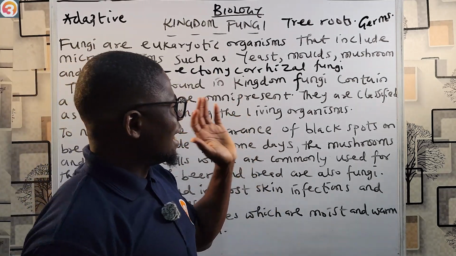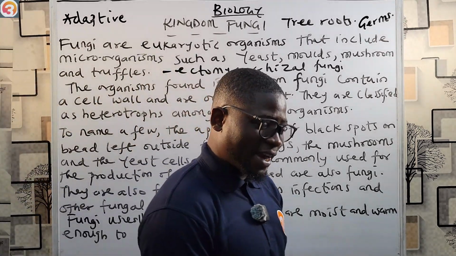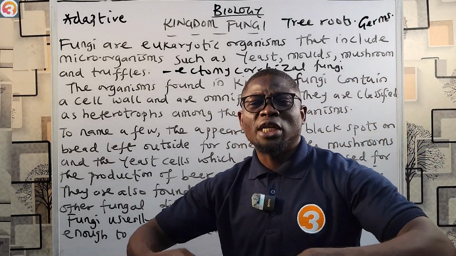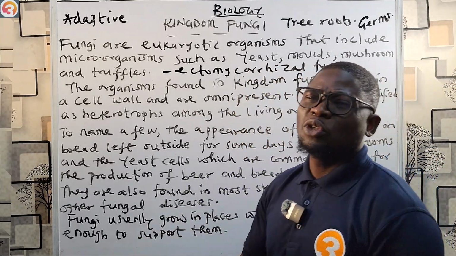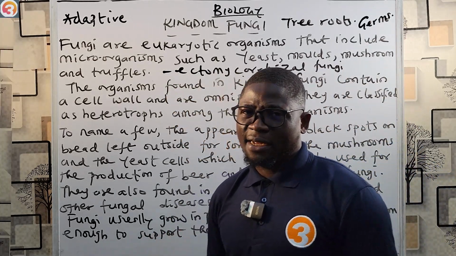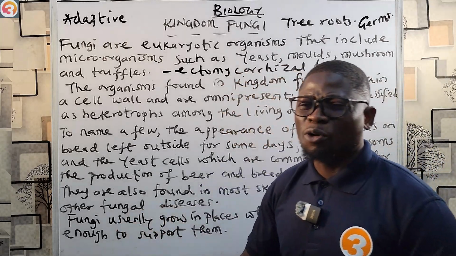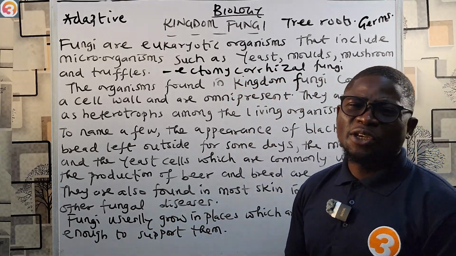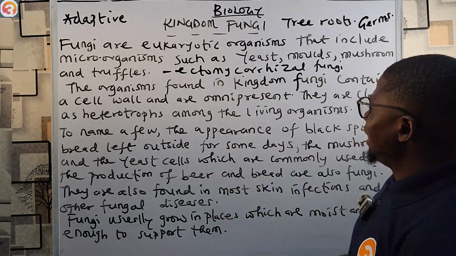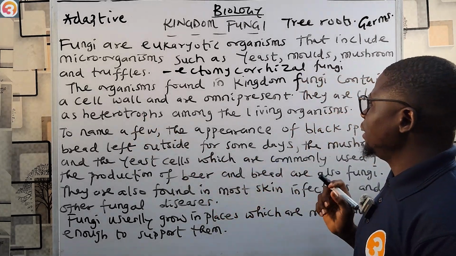Of course, they are classified as heterotrophs among the living organisms. Fungi are classified as heterotrophs because they cannot manufacture their own food. They do not have chlorophyll. Instead, they feed on dead, decaying organic matter. So fungi are classified as heterotrophs among the living organisms.